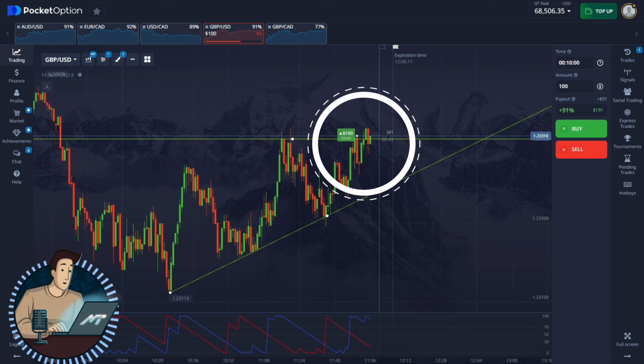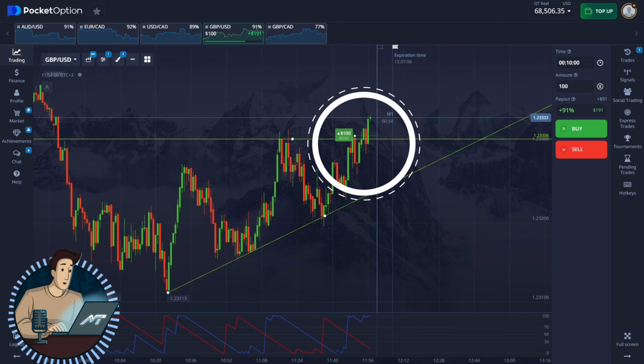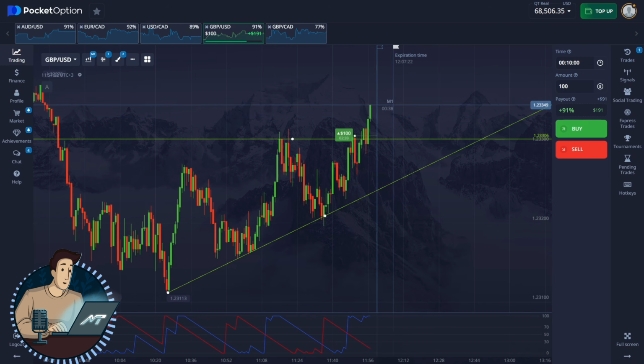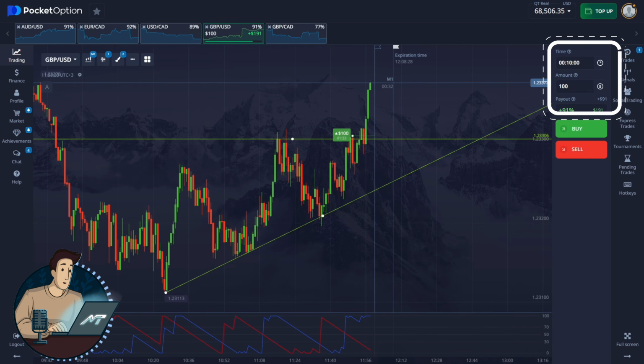Fourth, breakout confirmation. The breakout must be clear and strong. If price briefly breaks out and then snaps back inside, it could be a fake out. You can wait for a retest. If price comes back to the breakout level, tests it, and then continues moving in the same direction.